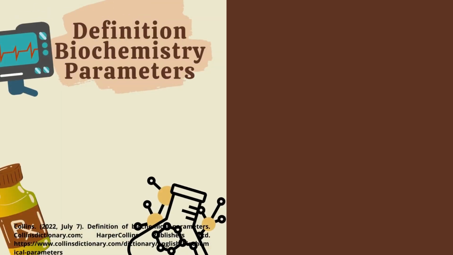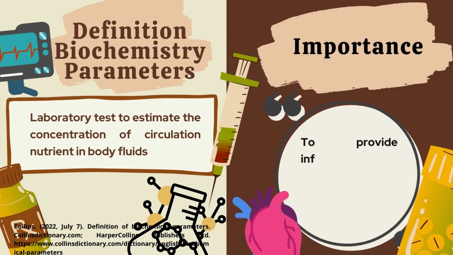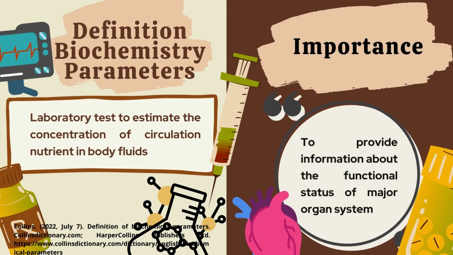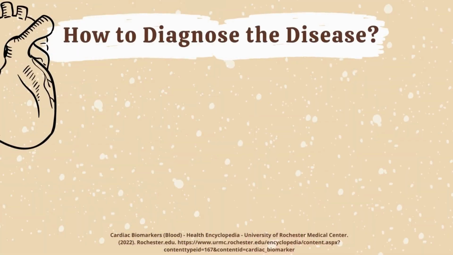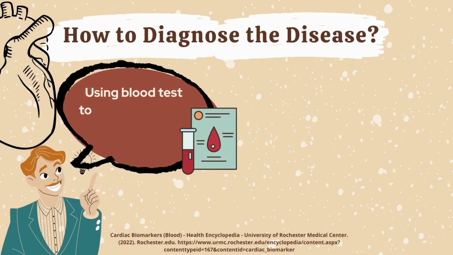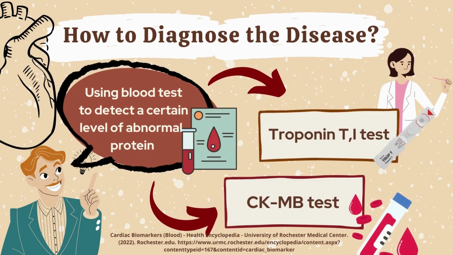Biochemistry parameters are laboratory tests to estimate the concentration of circulating nutrients in body fluids. They are important to provide information about the functional status of major organ systems. The question is how to diagnose the disease by using a blood test to detect a certain level of abnormal protein. There are two common tests, which are the troponin T and I test and the CKMB test.